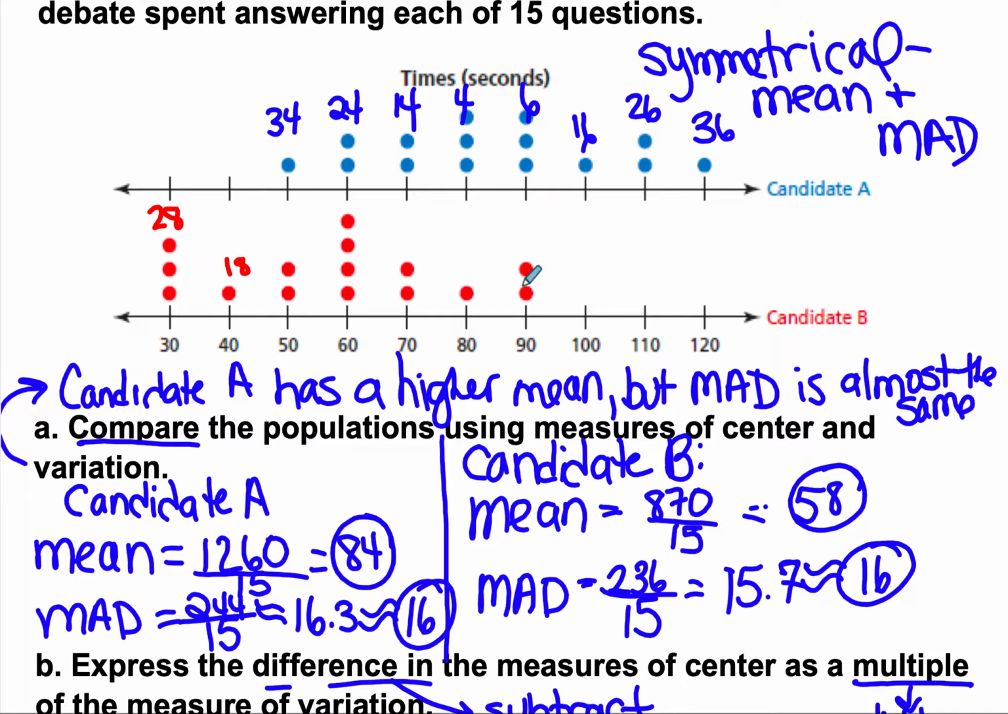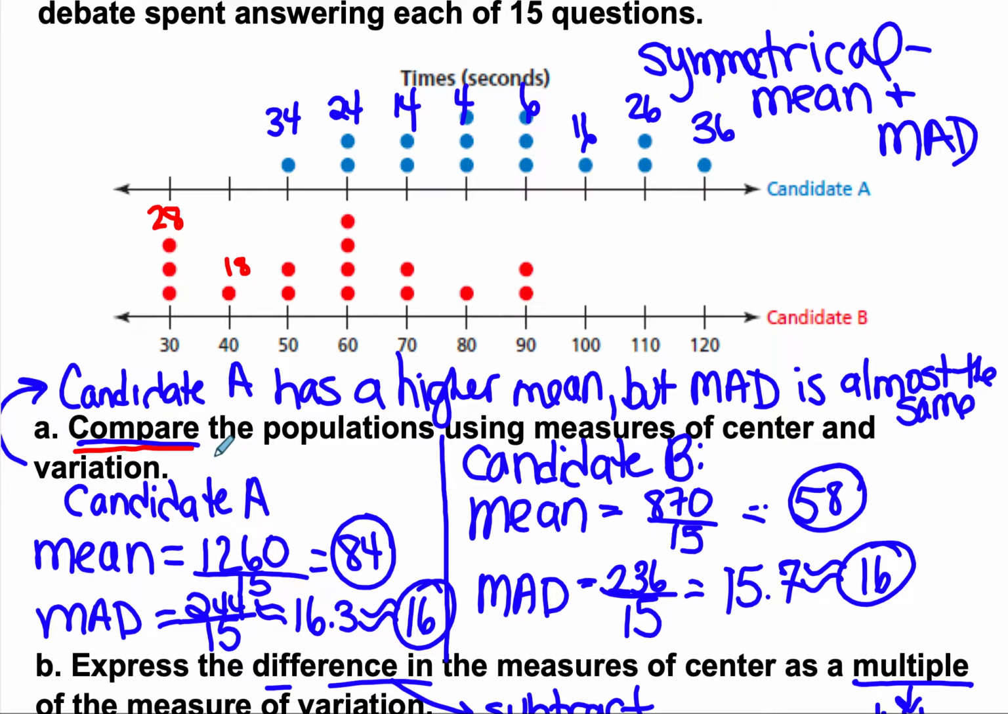So you have to subtract each one from 58, figure out how far it is. And then add your new values, the distance from the mean, together. That would have given you 236. We divide by 15. You should have gotten 15.7. And if you wanted to round, which you don't have to, you would round it to equal 16. They did ask us to compare here. So now that we've found the numbers, we actually have to write a sentence to compare it. So our sentence here is candidate A has a higher mean, but the MAD is almost the same. It rounded to the same value. It wasn't exactly the same, but it was very close.